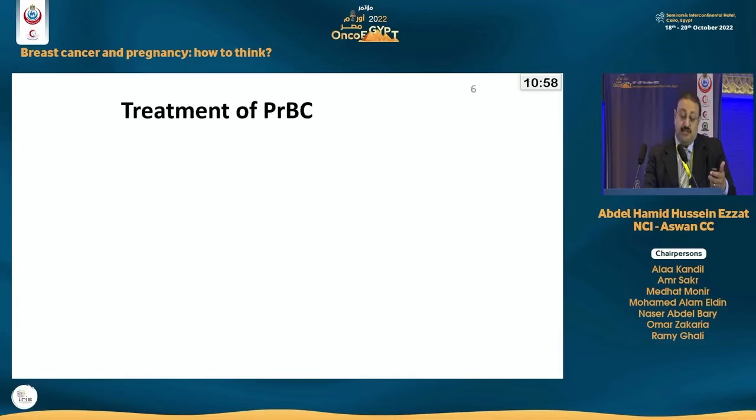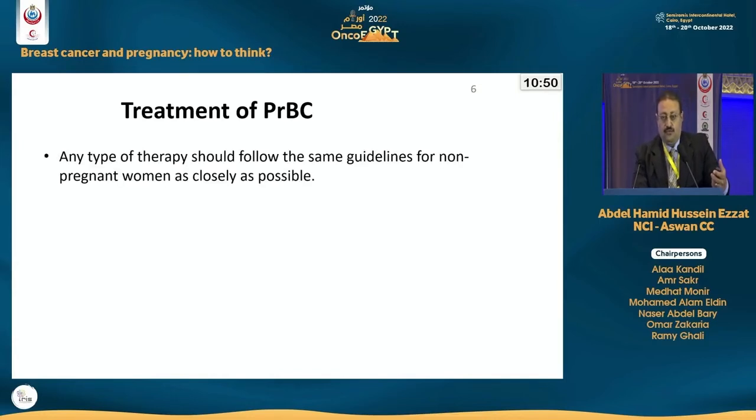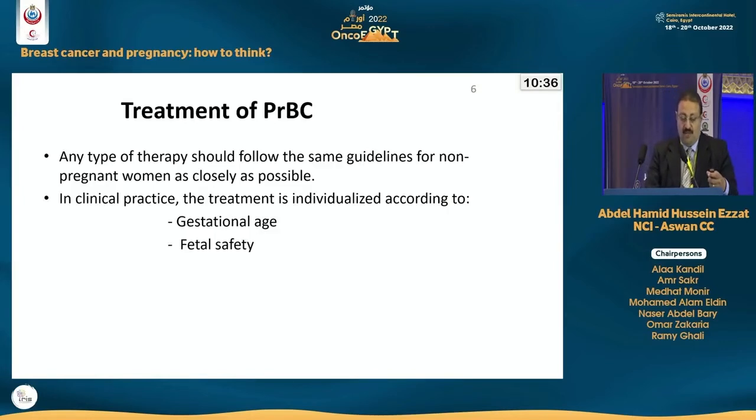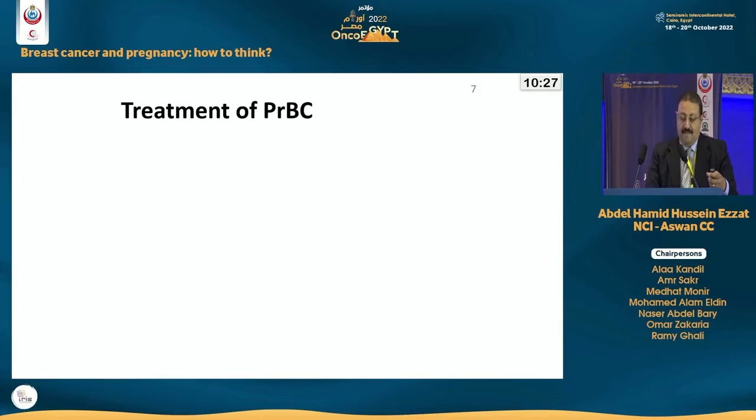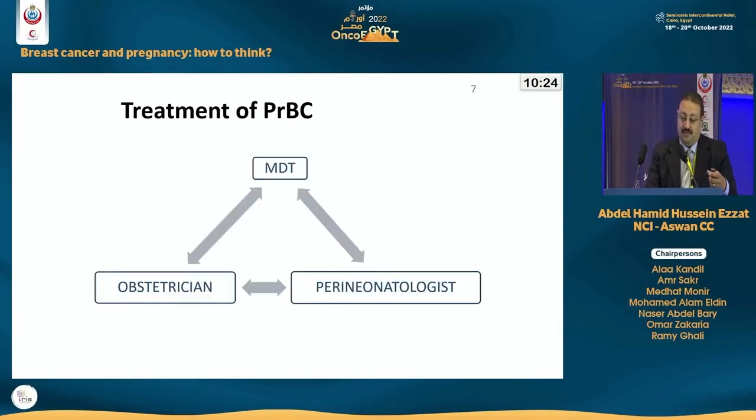So in the treatment of breast cancer with pregnancy, we have to stick to some general rules. Number one, any type of therapy should follow the same guidelines for non-pregnant women as closely as possible. Number two, the treatment is individualized according to two things: gestational age and fetal safety. And of course, we have three main lines, included in the MDT, besides an obstetrician and perinatologist.